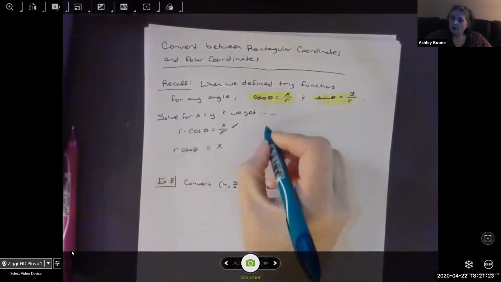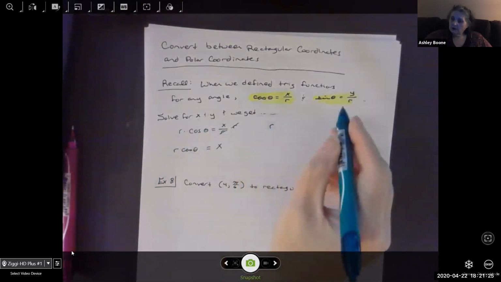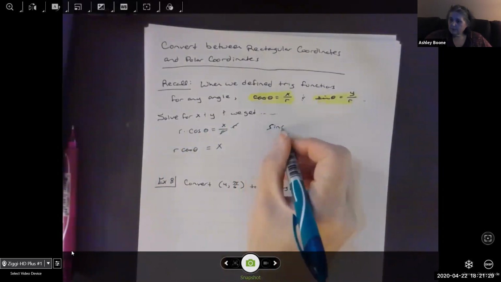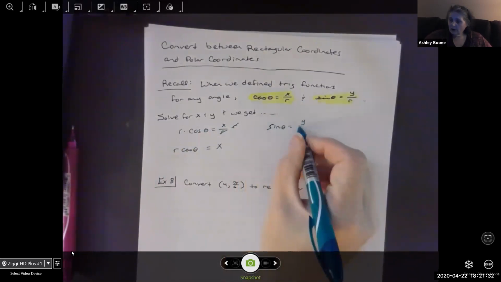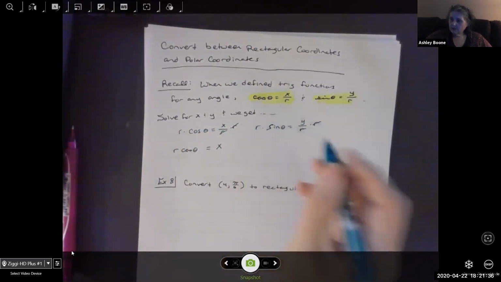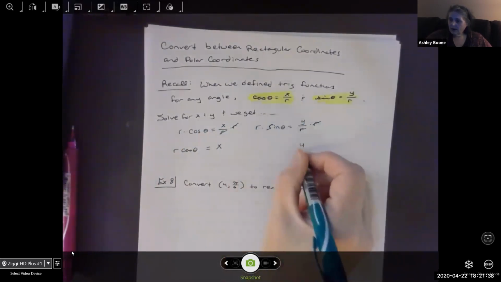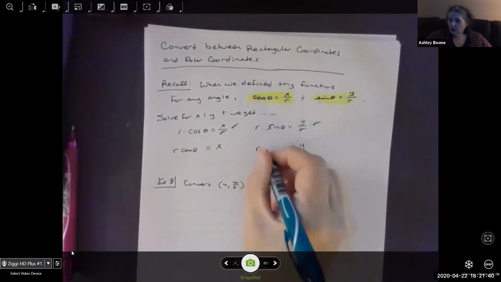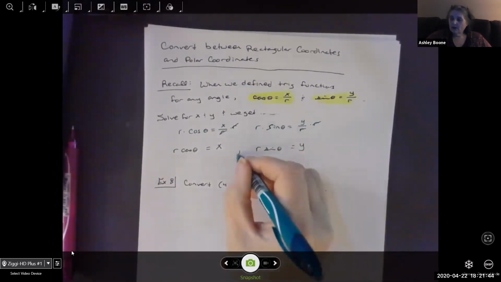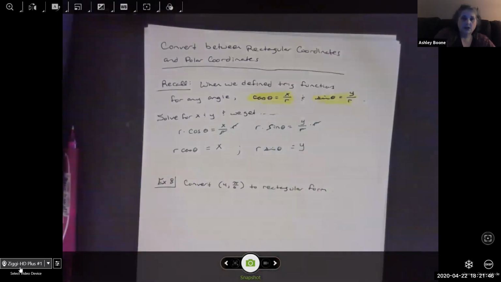We also know that sine theta is equal to y over r. If we multiply both sides by r, the r's cancel over here. y is equal to r times the sine of theta. We can use these to go between two different types of coordinates.